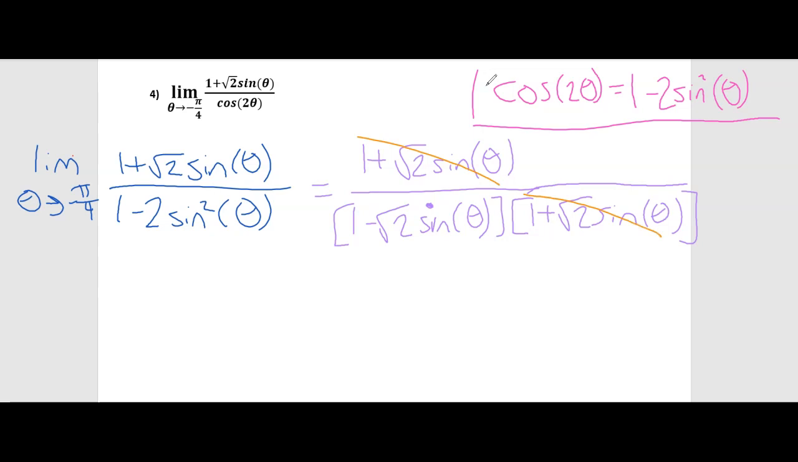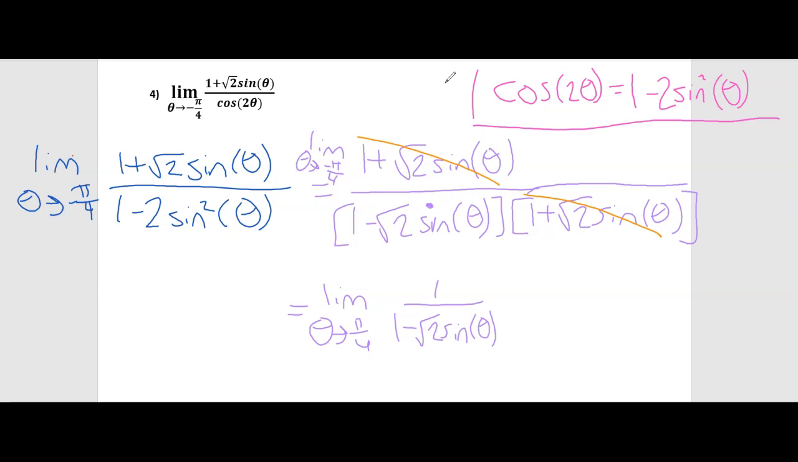So these two simplify, and you know what? I should certainly have my limit here, because they will take points off on the AP exam if you do not carry your limit terminology with you. So down here we will also write our limit. And now it's just the limit of 1 over 1 minus the square root of 2 sine of theta.